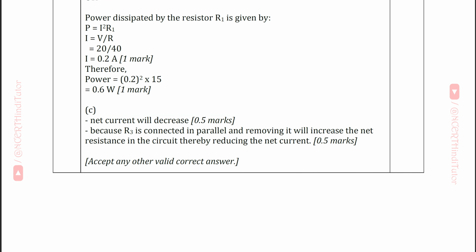Or what is the power dissipated by the resistor R1? Answer: power dissipated by the resistor R1 is given by P is equal to I square R1, I is equal to V upon R. So I is equal to 0.2 ampere. Therefore power is equal to 0.6 watt.